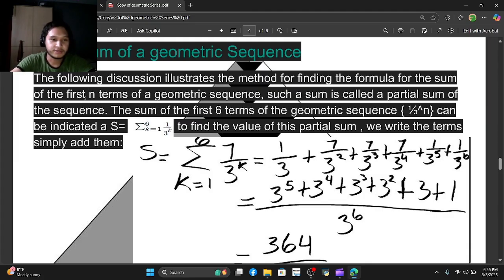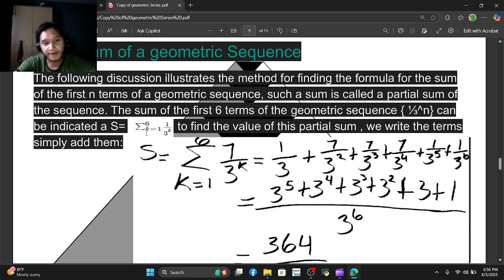Partial sums of the geometric sequence. We are halfway, guys. Okay. Partial sum of a geometric sequence. The following discussion illustrates the method for finding the formula for the sum of the first n terms of a geometric sequence. Such a sum is called a partial sum of the sequence. The sum of the first 6 terms of the geometric sequence can be indicated as, so this is a little example of how this will look.